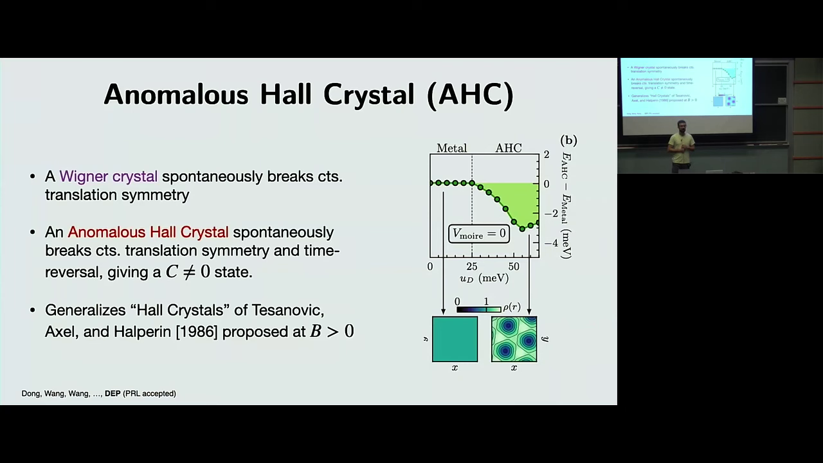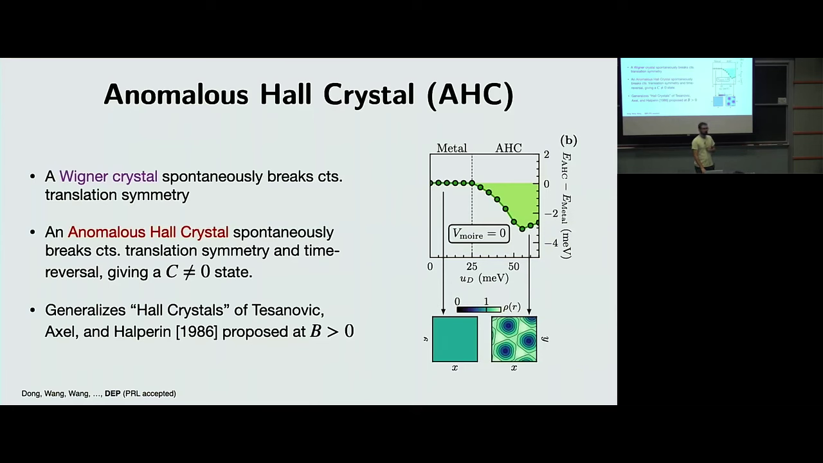This harkens back to an idea of Tsanovich, Axel and Halperin in '86 called the Hall crystal. And so because we are spontaneously breaking time reversal, we are calling our phase the anomalous Hall crystal. Now, to be clear, this is only a naming that strictly makes sense in the absence of Moiré, where you're really breaking translation spontaneously, but we have been labeling this Chern insulator that way throughout the phase diagram.